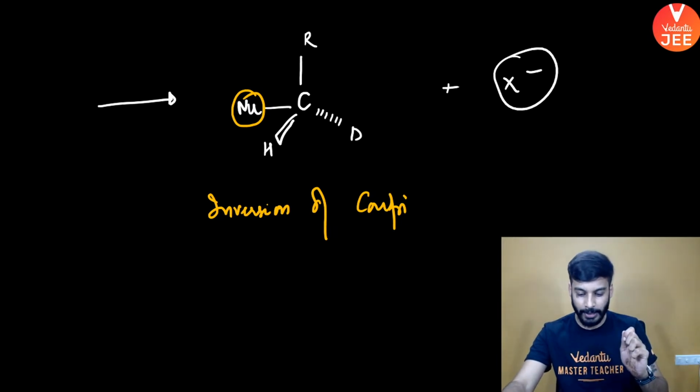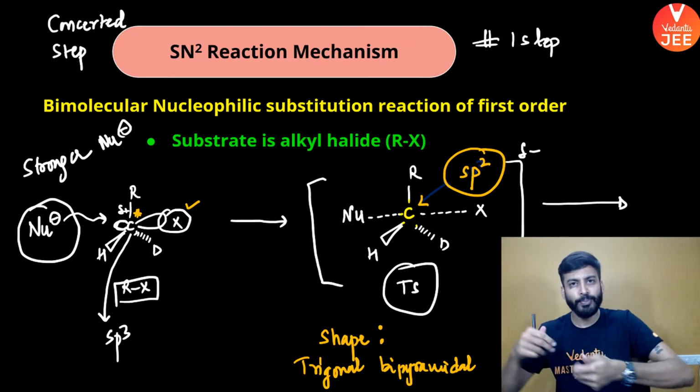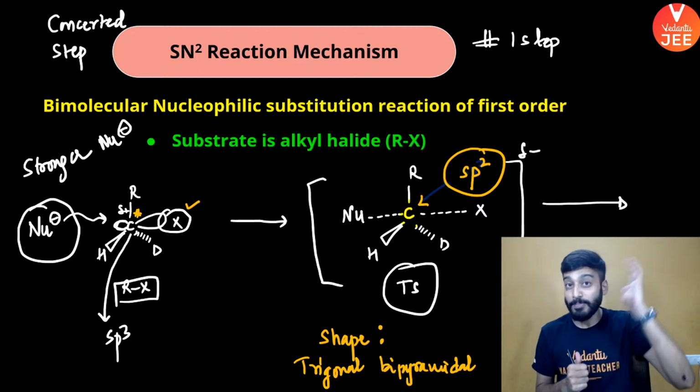What is happening here, beta? 100% inversion. Can you see it? The leaving group has left and the nucleophile has come from the back side. It has attacked from the back side.